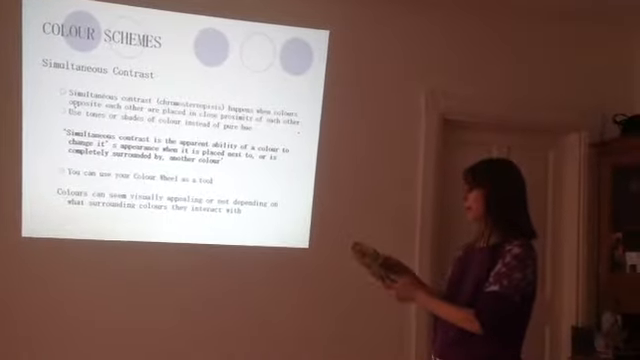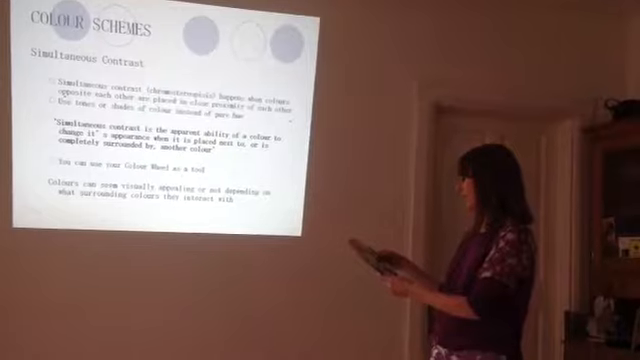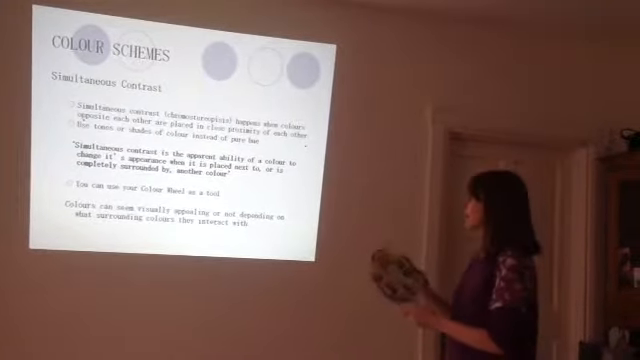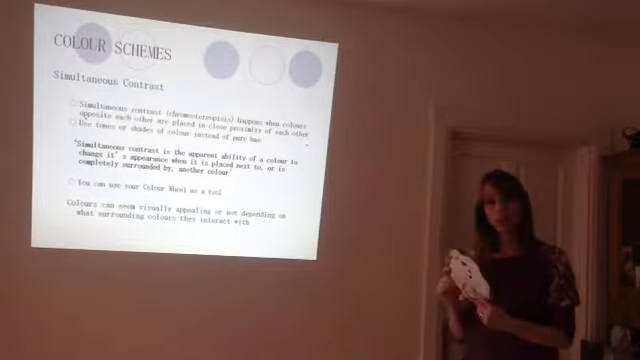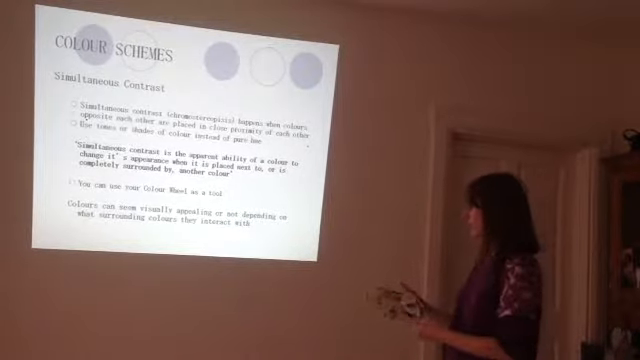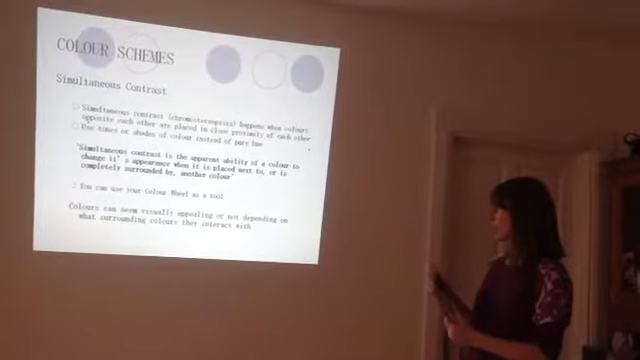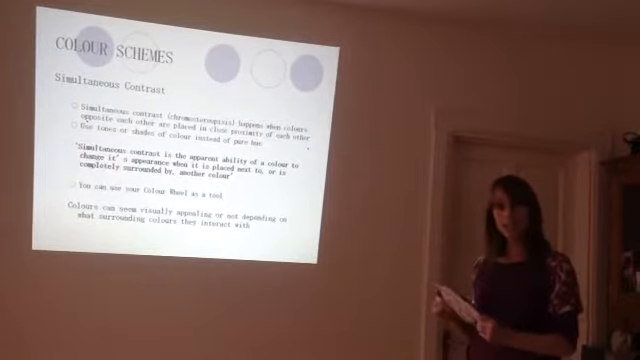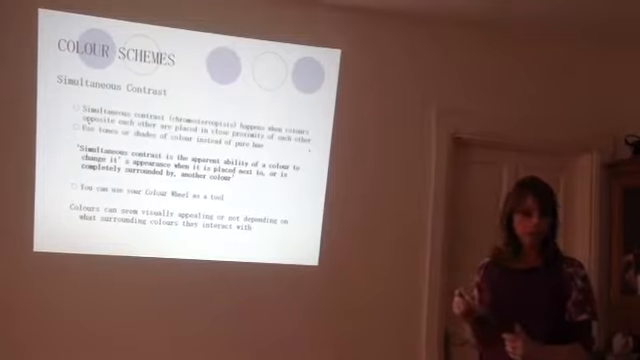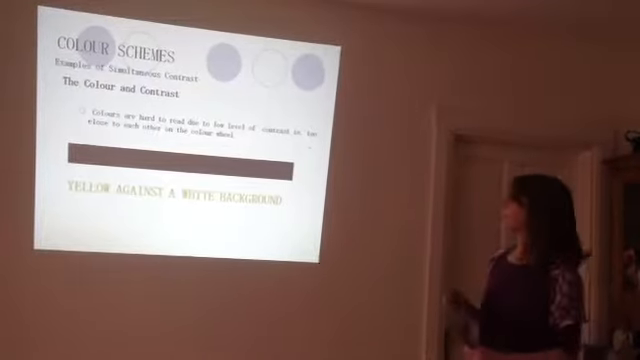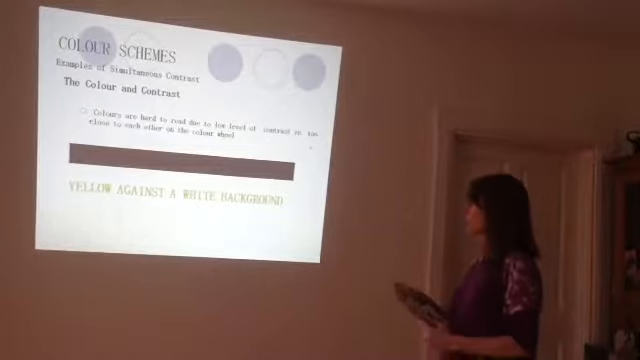And we talked about colour schemes and complementaries, split complementaries, and all those colours. As I said, you can use your colour wheel as a tool throughout the class and have a look and see some examples. Colours can seem visually appealing or not, depending on the colours that surround them and the colours they interact with. Now here we have an example of simultaneous contrast.